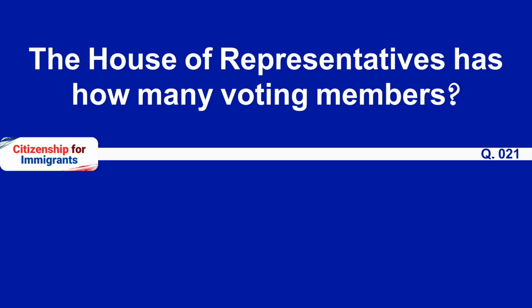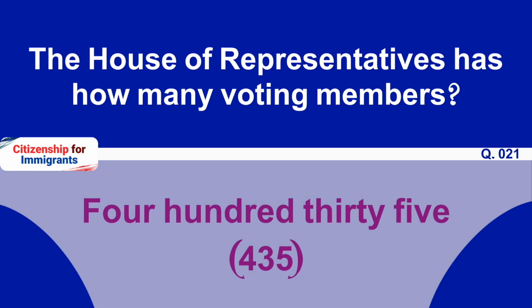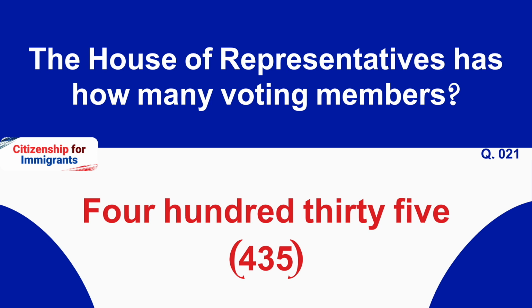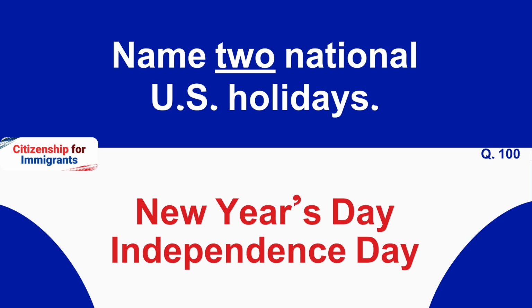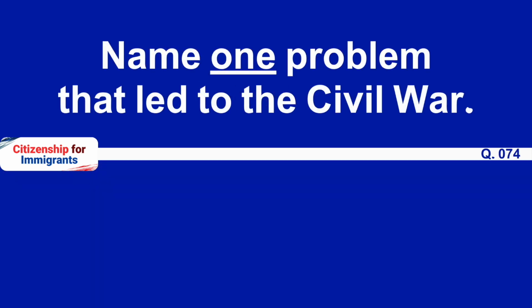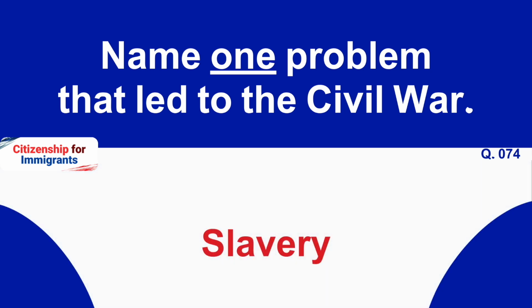The House of Representatives has how many voting members? 435. Name two national U.S. holidays. New Year's Day. Independence Day. Name one problem that led to the Civil War. Slavery.